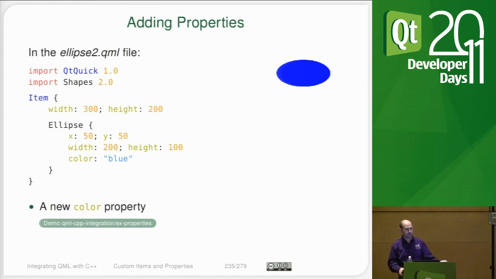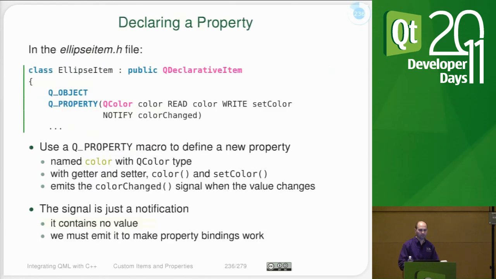So here, for example, we have the EllipseItem. And we want to add a property. We want to add a property to our ellipse to have a color. So we want to fill it here with the color blue. The x, y, width, and height we got from inheriting Item. Easy. But we need to add color. Luckily, adding color is as simple as adding the Q_PROPERTY macro. We need a read function, a write function, and a notify signal.